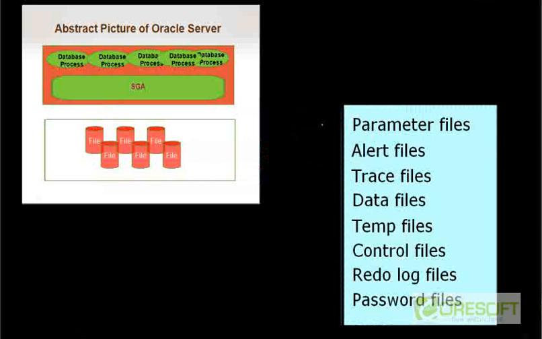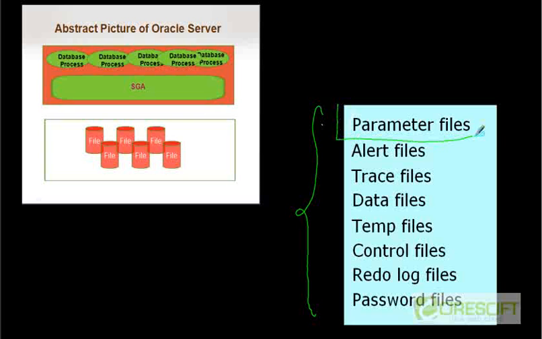In this tutorial, we are going to discuss parameter files. This is what we discussed in our last video: what an Oracle database server is, which consists of an instance, a database and data files, and then the file structures of different types. These are the different types of files that we discussed in our last video. In this video, we are going to focus on parameter files.